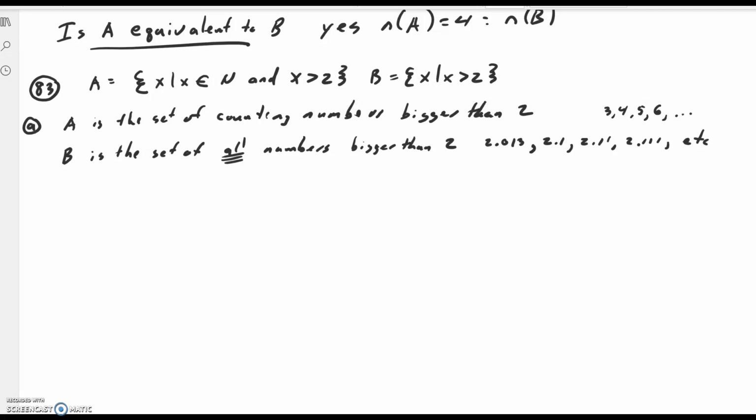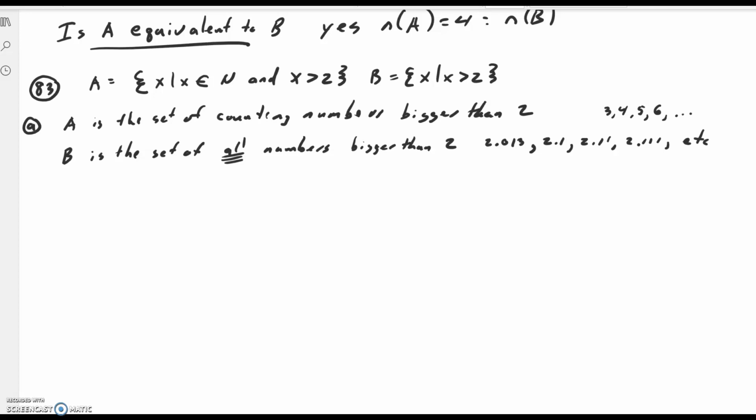So in part A, we're asked to write a description of the sets A and B. Well, the set A is an infinite set, but it's kind of a wholesome infinity because we can sort of list them. 3, 4, 5, 6, ... We can use that ... because there's a pretty obvious pattern.